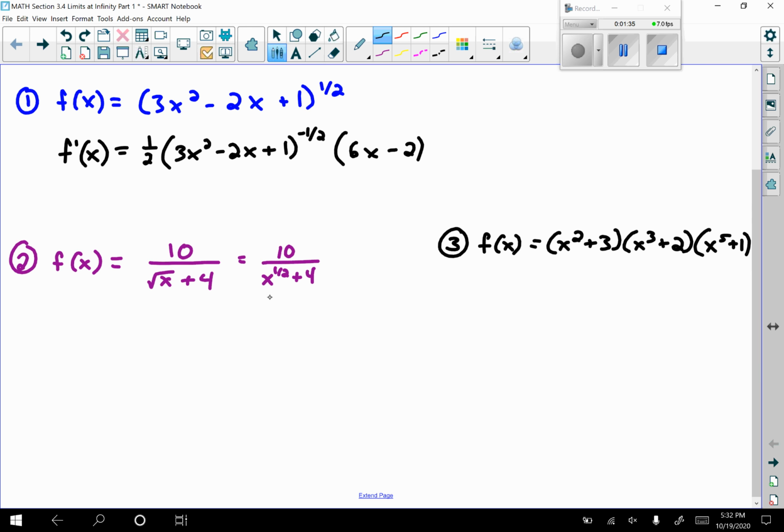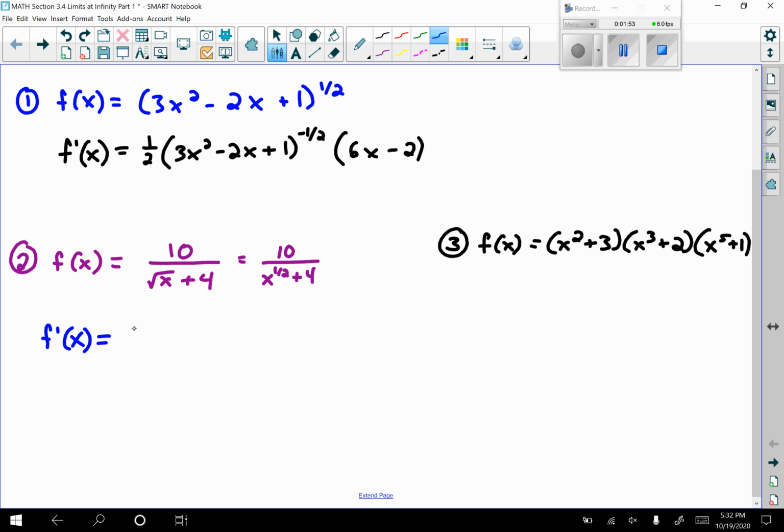Now in number 2, I actually still had this up here, but you could rewrite it if it helps. And then let's go ahead and find the derivative here. I want to use the quotient rule. So remember, that's low d high minus high d low over low low. It is wrong if you mess up that numerator.